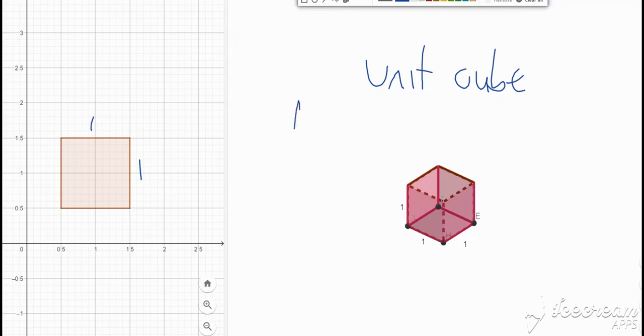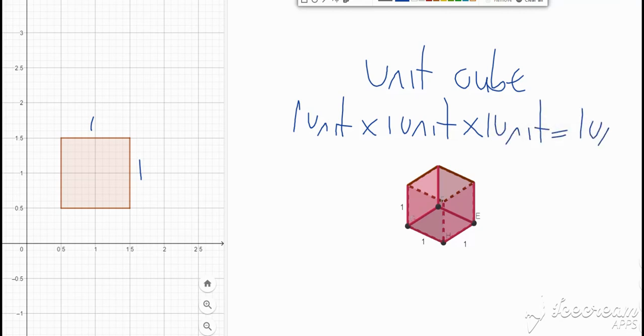So I would have 1 unit times 1 unit times 1 unit, which is 1 unit cube, which of course by laws of indices, unit times unit times unit would give me unit cube. So we have 1 unit cube. So to get the volume of any figure or any object or any three-dimensional figure, what I have to do is decide how many of these unit cubes we can stack together to produce that object or that figure.